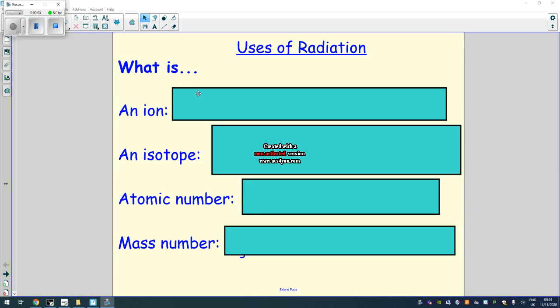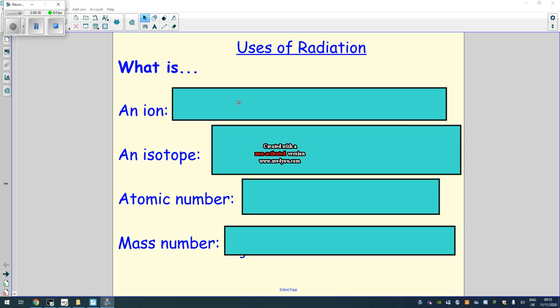Right, today's lesson is going to be about the uses of radiation. So we've looked at alpha, beta and gamma radiation, and now we're going to have a look at how we can use these different types of radiation. So first thing I want you to do as a bit of a starter is try and write a definition for these four words. If you want to pause the video and try and write yourself a definition, and then as soon as you're ready, start it again and I'll go through them.